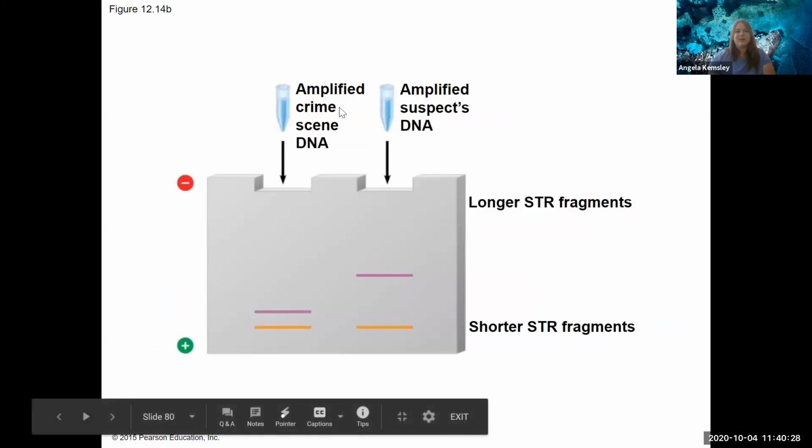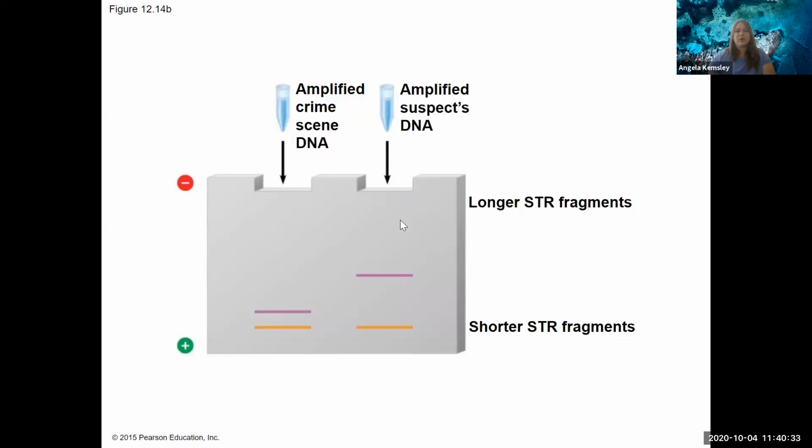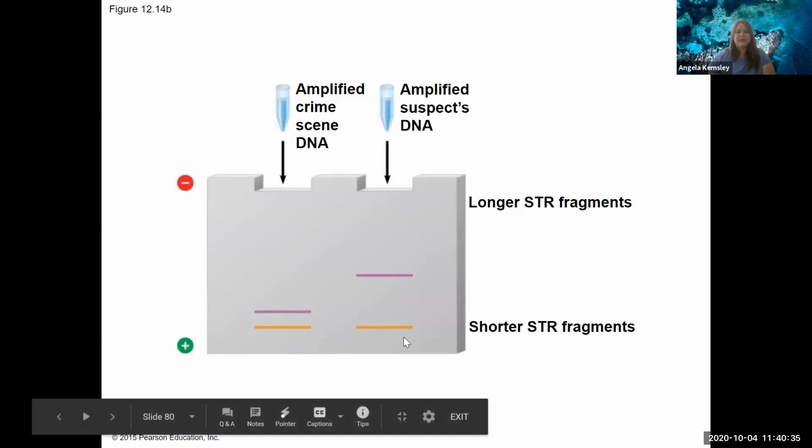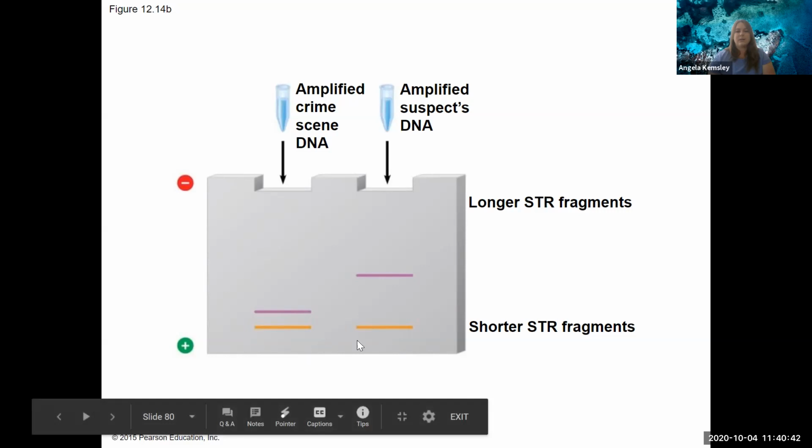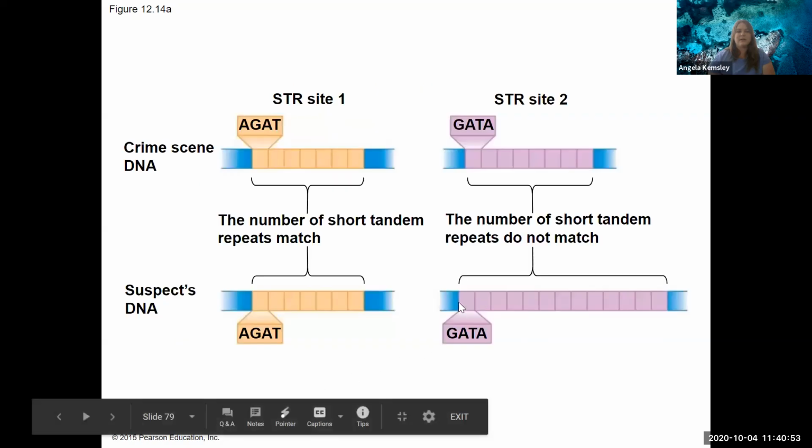So we have our amplified crime scene DNA in here, our amplified suspect's DNA. We can run gel electrophoresis. Again, the larger or longer fragments are here at the top, shorter, smaller are here at the bottom. And again, notice that while one of them matches, this orange one matches, the purple ones do not. So what we just saw here, notice how the purple, the suspect's DNA was larger than it was at the crime scene DNA. Same in the orange, different for the purple.